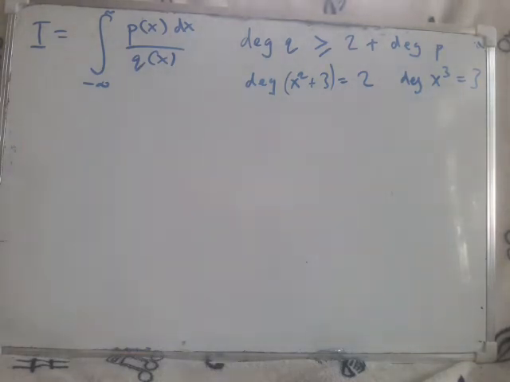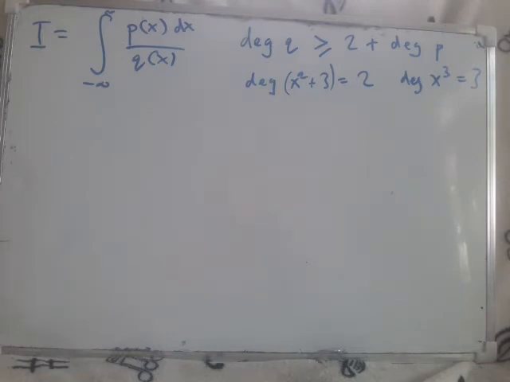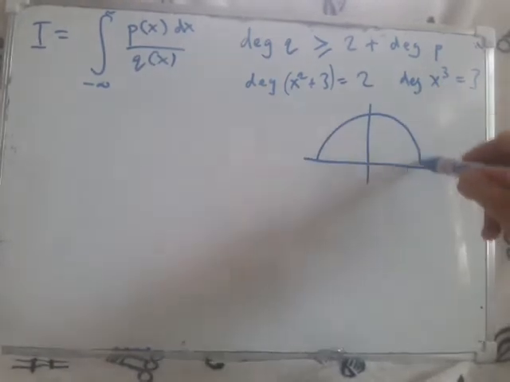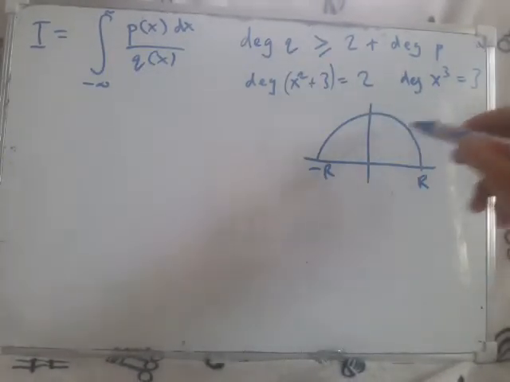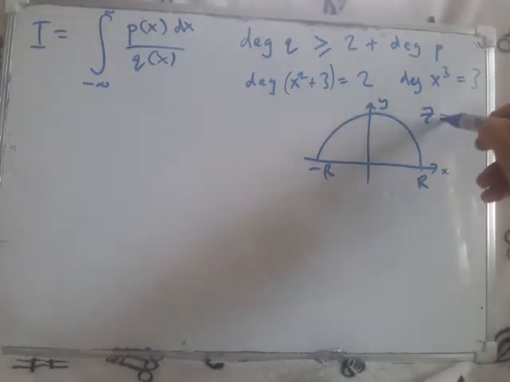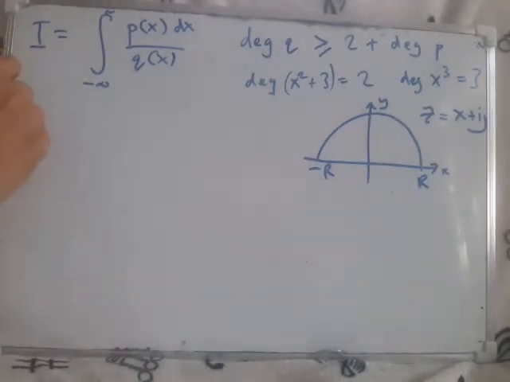of 1 over x squared plus a squared satisfies this, because if p is 1, the degree is 0, and if q is a squared plus x squared, then the degree is 2, and that's okay. So for this general case, p over q, we use the same contour. We use the semicircular contour of radius r, and we consider the limit as r goes to infinity.